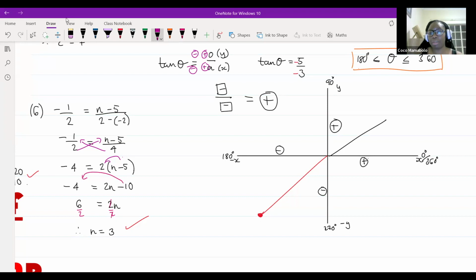So it could have either been in this quadrant where they're both positive, or it could be in this quadrant where they're both negative. But because ma'am has told you that theta needs to be between 180 and 360, this one between 0 and 90 is a no-go. The one between 0 and 90 will not work. We have to use the one between 180 and 360, which is over here, where they're both negative. All right? Okay, lovely.